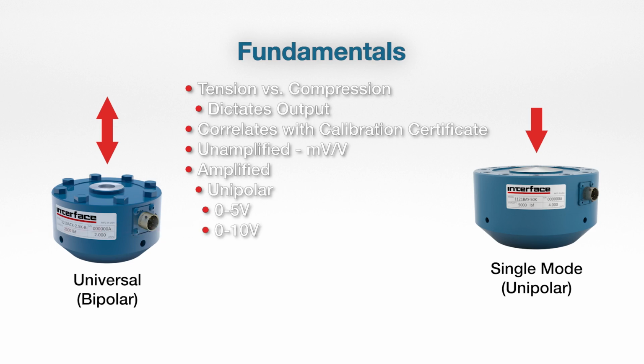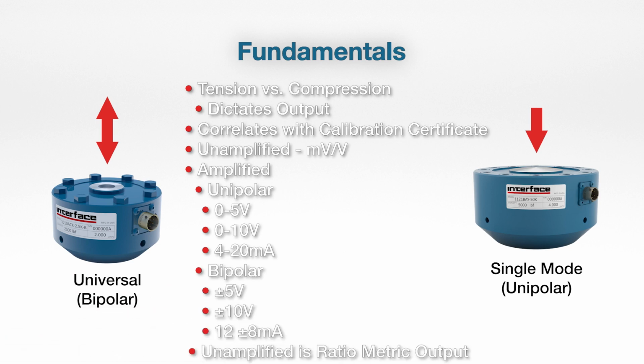Essentially, you're going to use the load cell in one of two ways: either in a bipolar, like for universal application, using it both in tension and compression, or in a single mode, either only tension or only compression, and that's going to dictate what output you get from the load cell. Most of our load cells are going to be a tension upscale device, meaning you're going to get a positive output when a load cell is placed in tension. And so also correlate with your calibration certificate as previously referenced.